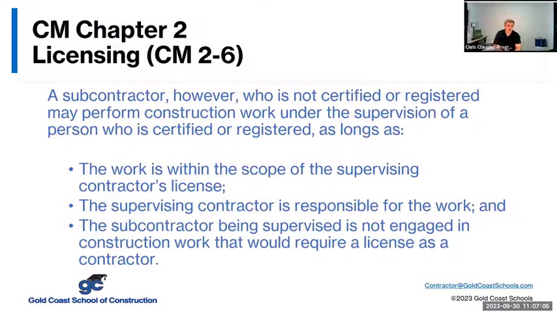The supervising contractor is responsible for all the work, and the subcontractor being supervised is not engaged in construction work that would require a license as a contractor. All right. So what certified general contractors or building or residential contractors cannot do is mechanical, electrical, or plumbing. Those require separate licenses. Roofing, under very rare circumstances, a contractor can do a roof, but typically that needs to be subcontracted out to a roofing contractor.